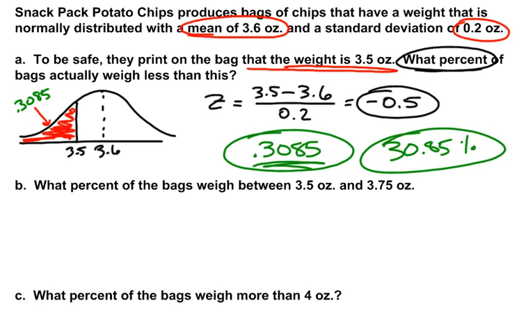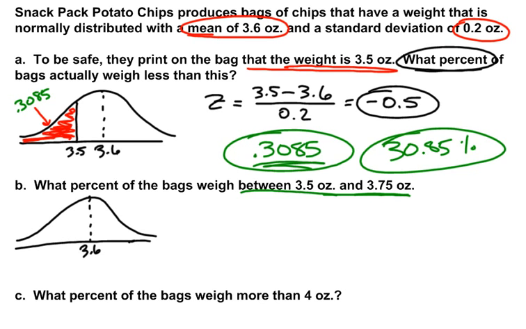Part B, what percent of bags weigh between 3.5 and 3.75? Okay, we have a question where it's asking us what comes between two values. So what we have to do is find the z-score of both of those. Real quickly, we'll look at a distribution, and I'll just do a rough sketch. We have 3.6 in the middle. 3.5 would be to the left of that. And to the right would be 3.75, maybe over here a little bit. And what we're trying to find is this area in between those two values.